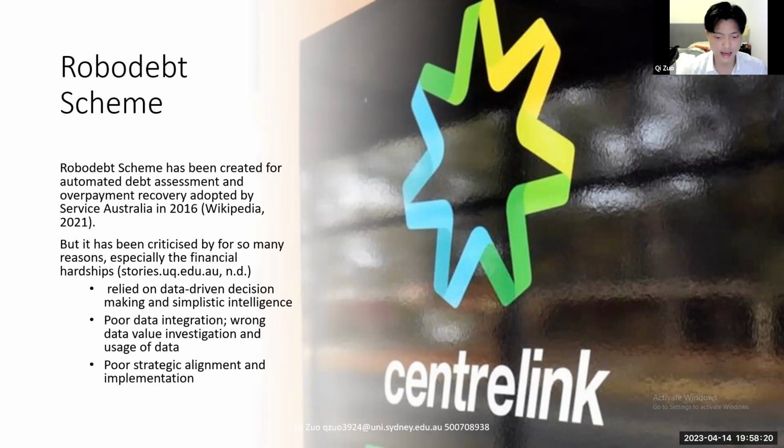But the scheme has been criticized for many reasons, especially the financial hardships. In my perspective, there are three main reasons why the Robodebt scheme failed. First of all, it relied on data-driven decision-making and simplistic intelligence. The second reason is poor data integration, including using the wrong data and poor investigation and usage of data. And last but not least, it had poor strategy alignment and implementation strategies.